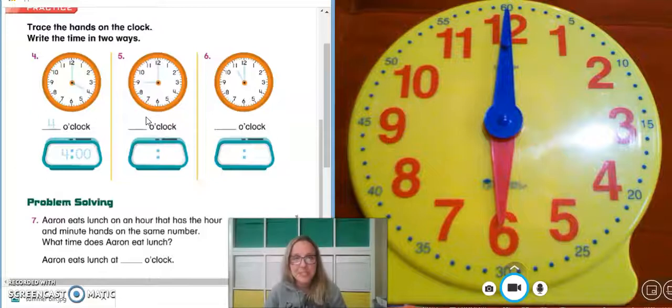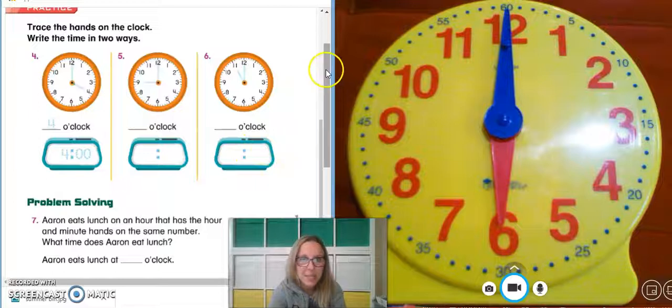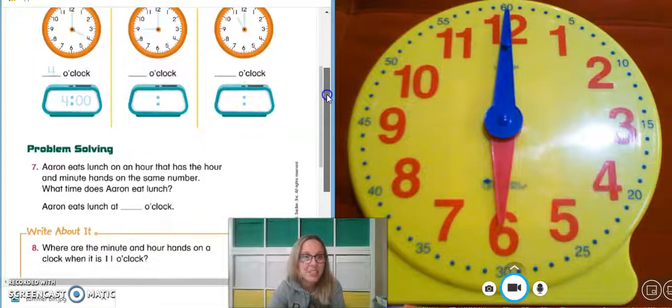And looking at number 6, we've got the 11 o'clock. So you can put 11 there, and then you put 1100 for 11 o'clock. Let's take a look at number 7.